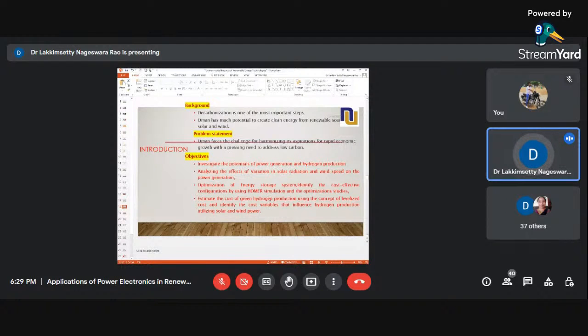For this, how can we face the big challenge of rapid economic growth with present needs addressed with low carbon content? If it is low carbon content, definitely there will be less emission to the atmosphere. These points have been investigated in the study: the potential of power generation and hydrogen production. We have analyzed the various effects of variations of solar radiation and wind speed on power generation, and optimization of the energy storage system, identifying the cost-effective configuration by using the simulation software Homer, and we have done some optimization studies.